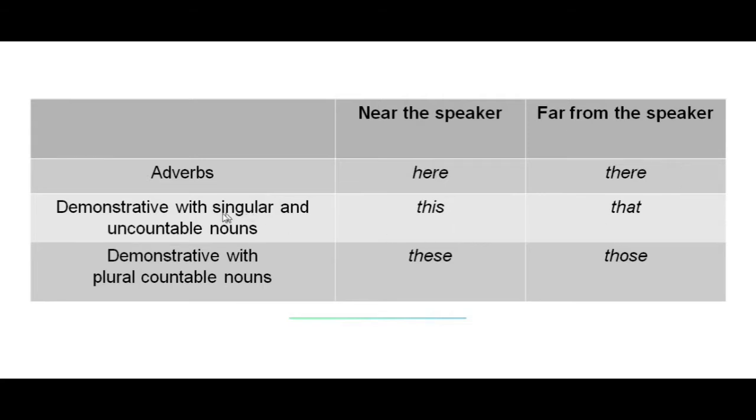And when the noun is singular and uncountable, we use this for when it's near the speaker, and that for when it's far from the speaker. But when the noun is plural and countable, we use these for when it's near the speaker, and those when it's far from the speaker.